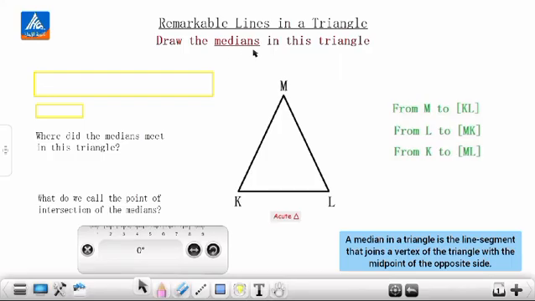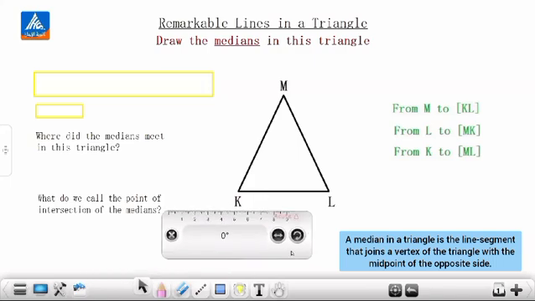Our lesson is about remarkable lines in a triangle. Draw the medians in this triangle. Draw the medians in triangle MKL. MKL is an acute triangle. What is a median? A median in a triangle is the ray that joins a vertex of the triangle with the midpoint of the opposite side.